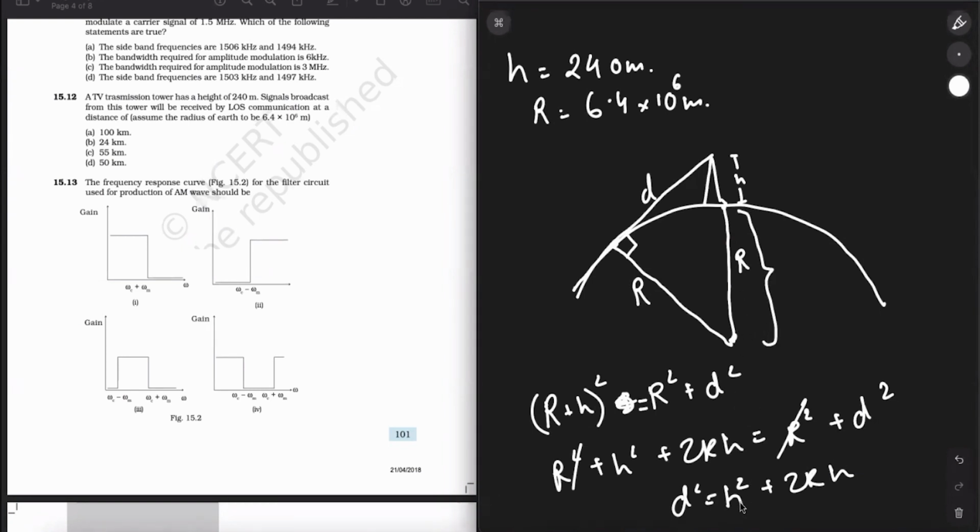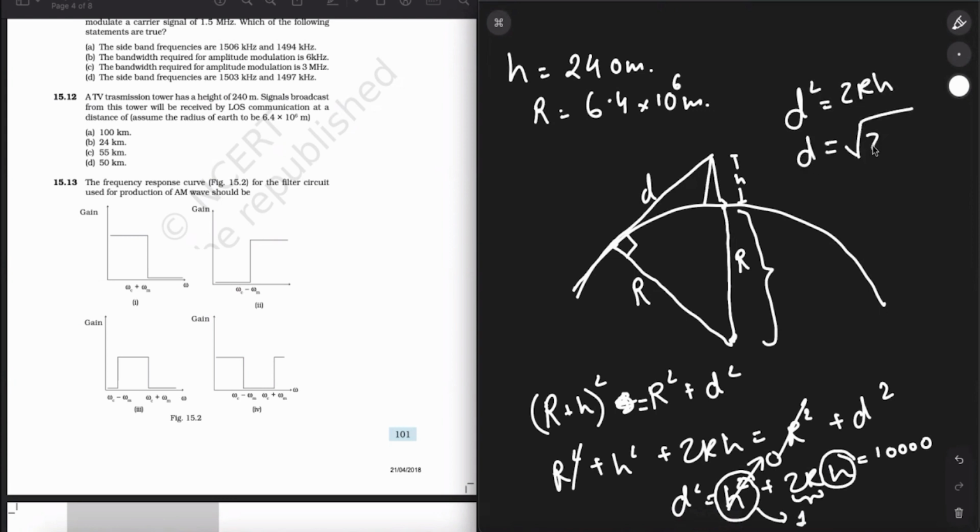One over here, you have the height of antenna squared. And over here, you have the height of antenna multiplied by the radius of Earth. Supposedly this value will be 1 lakh and this value will be only 1, so we can ignore this. In our calculations, we can say d square is equal to 2rh, and d can be written as under root of 2rh.